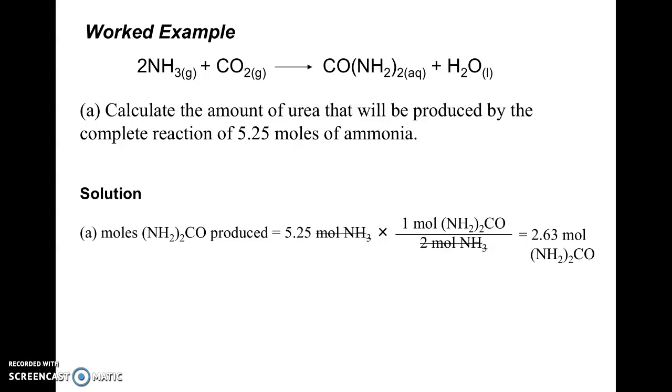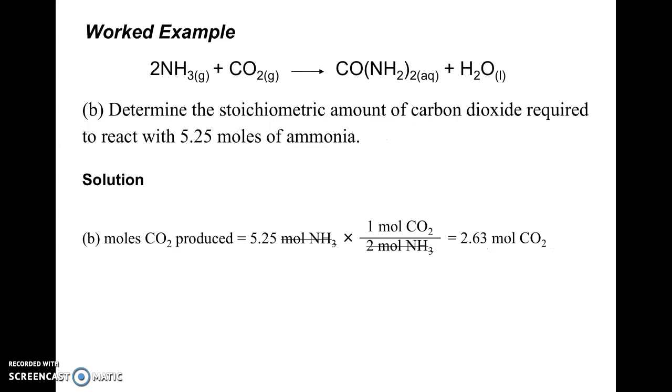And so if we want to know how many moles of the urea that's produced, we take our moles of ammonia, which has a coefficient of 2. So we put 2 moles of ammonia on the bottom. It produces 1 mole of the urea. And so once again, you're basically dividing by half and you get 2.63 moles of urea that can be produced from 5.25 moles of ammonia.